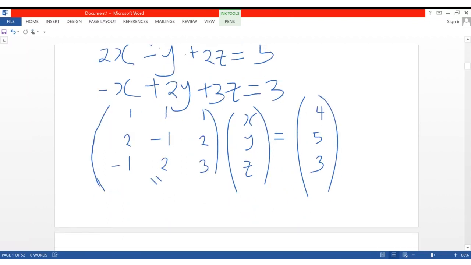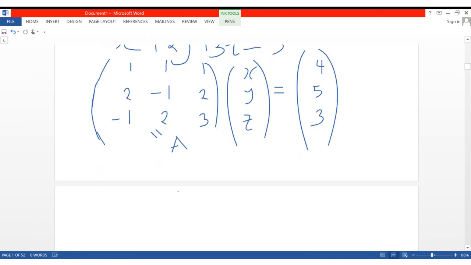From there, I can call this one A. We shall still follow the same format. We need to get the inverse of A. After we get the inverse of A, then we shall multiply. But before we get the inverse of A, we need the determinant of A.